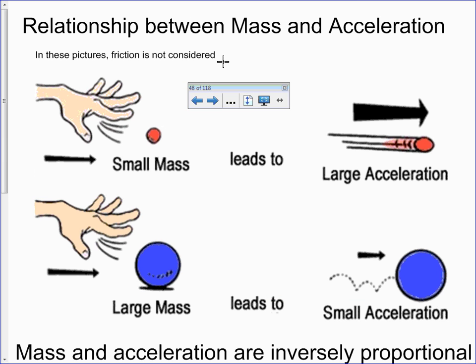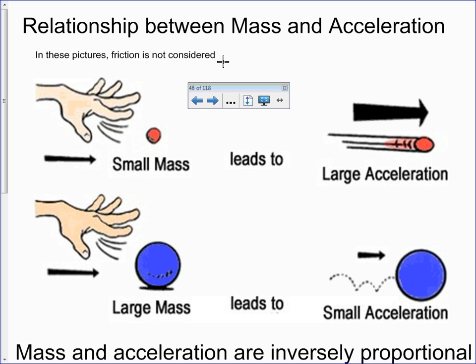Next up, we have the relationship between mass and acceleration. And just a little side note, in this picture, friction's not considered. But essentially, if you have something that is very small and you push it with an equal amount of force, it's going to lead to a very large acceleration. If you have something that has a very large mass, something very big, heavy, and you push it with the same amount of force you push the small object, it's going to lead to a small acceleration.